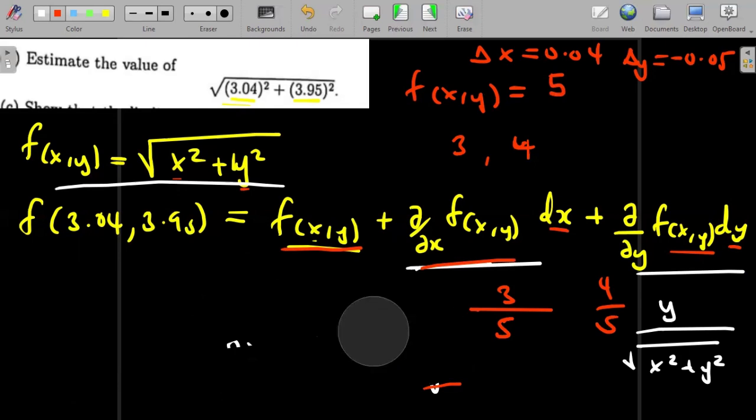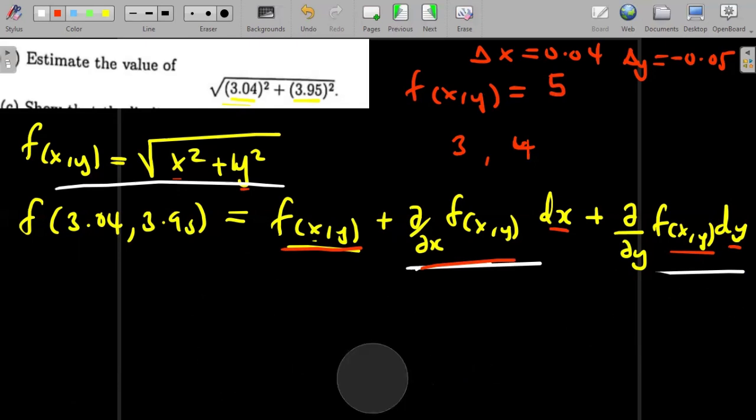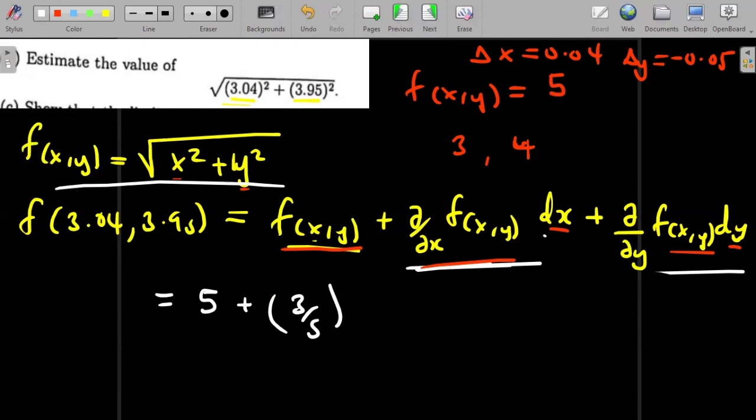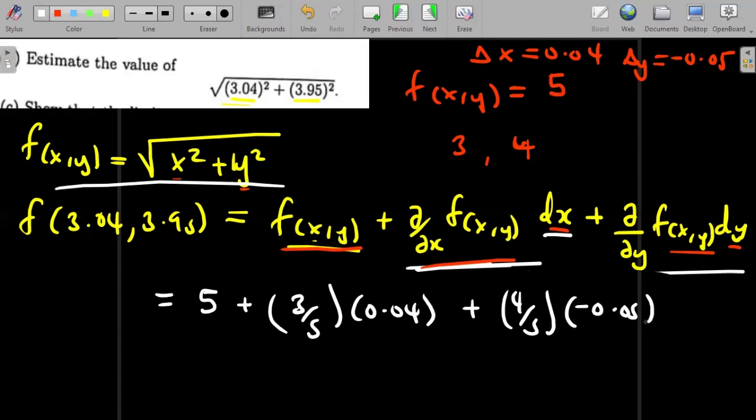Okay, let me plug in. Let me erase this here. So when I plug in the first part, we got what? 5. Then this part here, we got 3 over what? 5. Then this is multiplying with the change in what? In x, which is 0.04. Then plus, you have 4 over 5. Then multiplying negative 0.05. So we'll get that when we multiply.